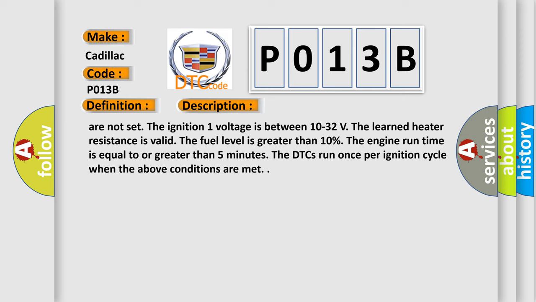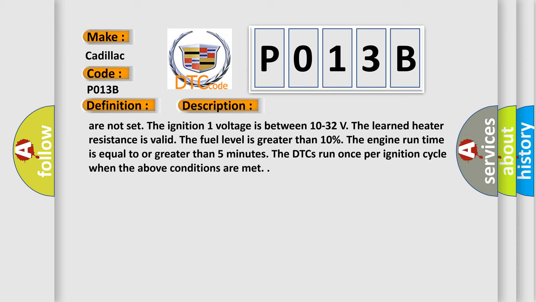The ignition 1 voltage is between 10 to 32 volts. The learned heater resistance is valid. The fuel level is greater than 10%. The engine runtime is equal to or greater than 5 minutes. The DTCs run once per ignition cycle when the above conditions are met.